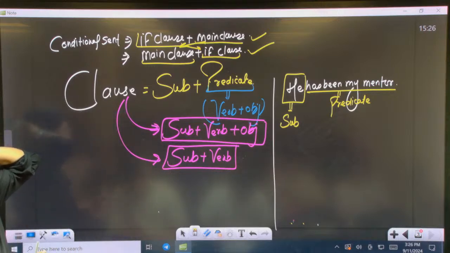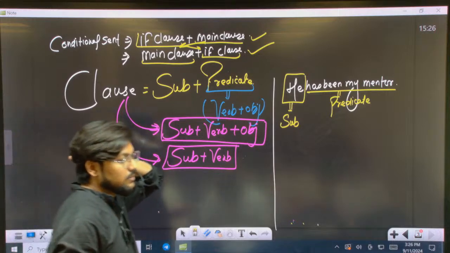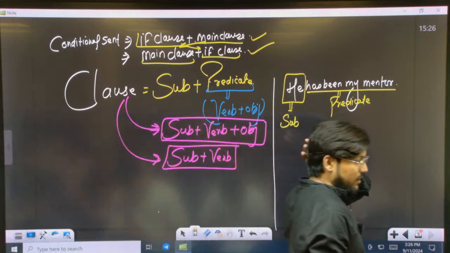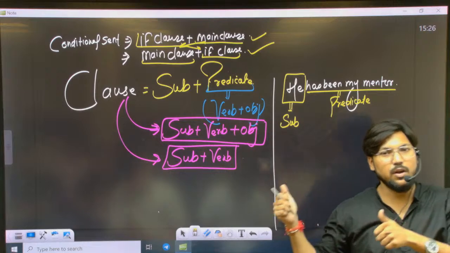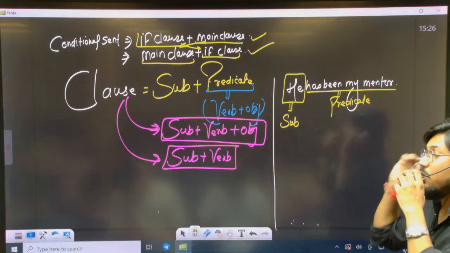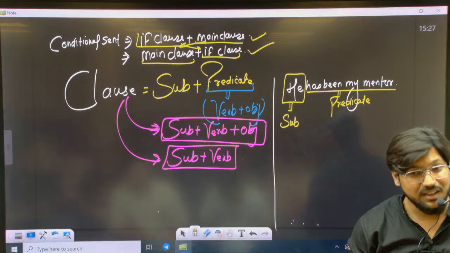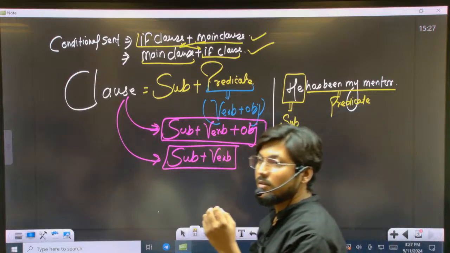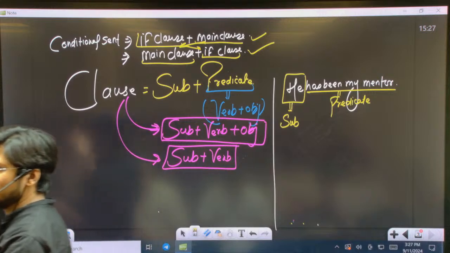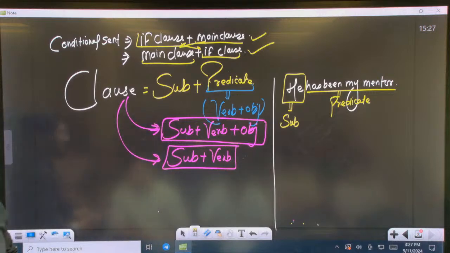So these are the basics which I needed to tell you in the class. I think you guys have got all the points, right? Shall we move on? And I hope you guys are noting down everything. These are very important. Okay.